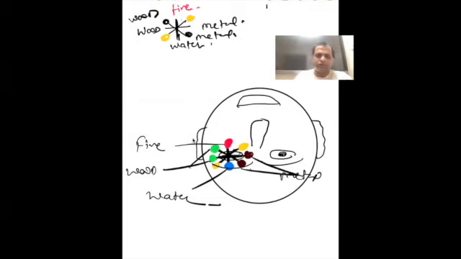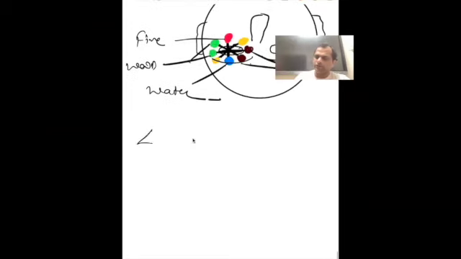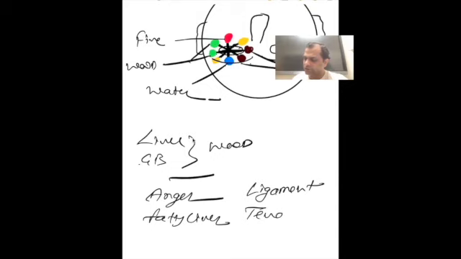Now suppose someone is suffering with the problem of liver. Someone is having fatty liver. Someone is having too much anger. And what is liver as per the 5 elements? What is liver and gallbladder? Liver and gallbladder both are connected with anger, with fatty liver, with ligament injury, with tendon injury.